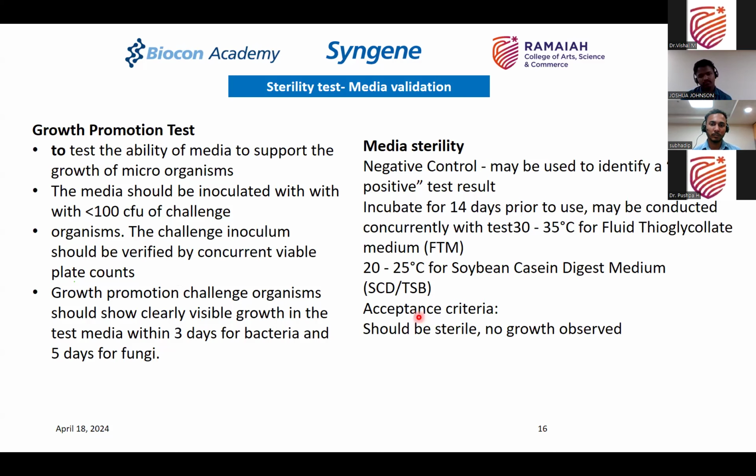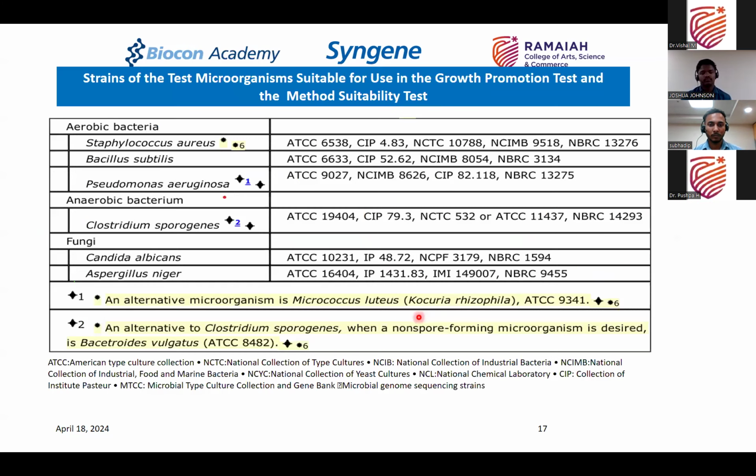According to USP, there is a list of organisms which we have to use to see whether this particular media could be validated or not. So for that, 100 CFU of challenge organism has to be inoculated. Once the media is ready, you inoculate the test organisms. These are the test organisms.